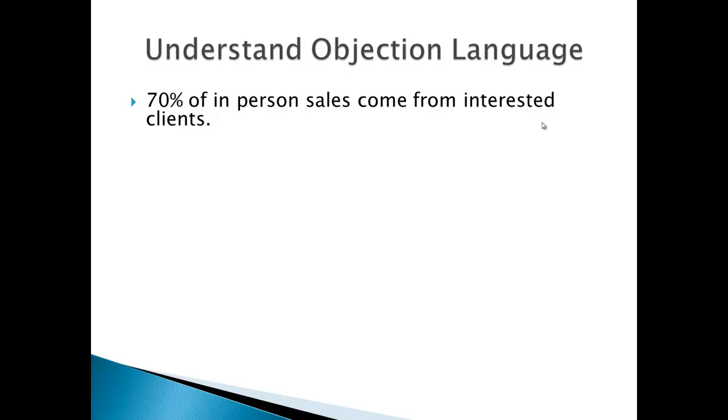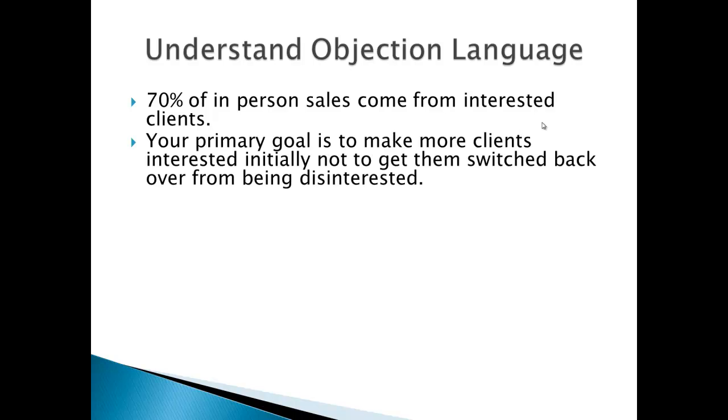The most important thing is getting clients interested at the beginning and then keeping them interested, because 70% of in-person sales, and that's a low estimate I've gotten from my conversations with dozens of sales agents. If I ask them, of the last 10 sales that you made, how many of them came from a client that was interested when you walked in and never really tried to give you any serious objections? I found that 7 out of 10 of your sales are going to come from clients that are already interested. So your primary goal is really to make more clients interested initially, not to get them switched back over from being disinterested.